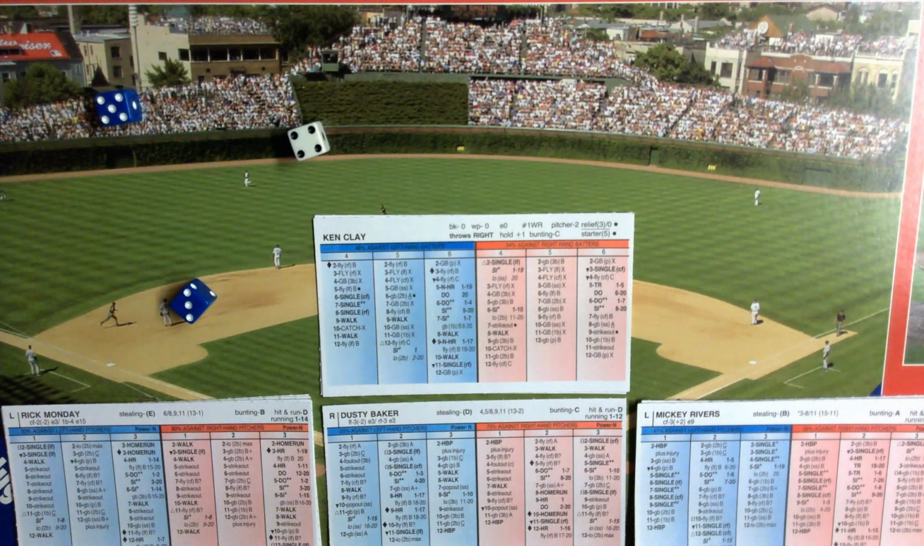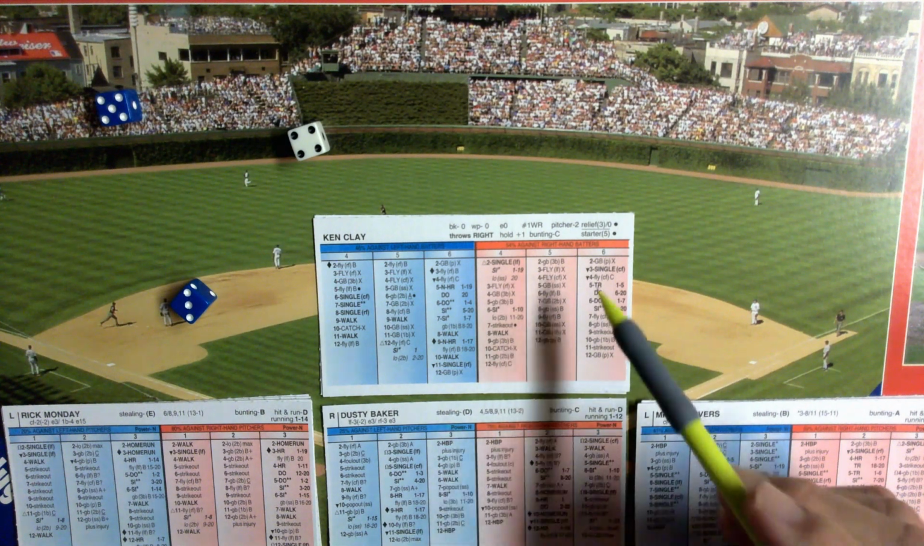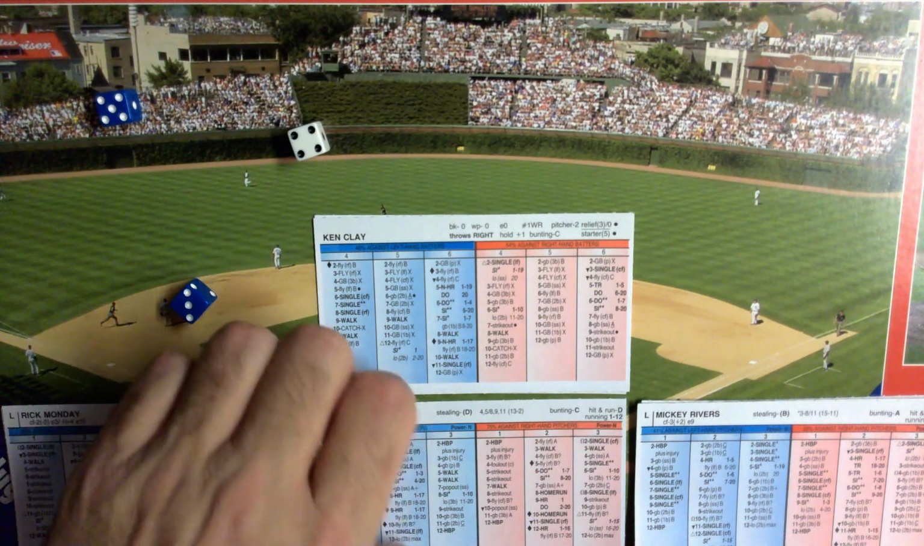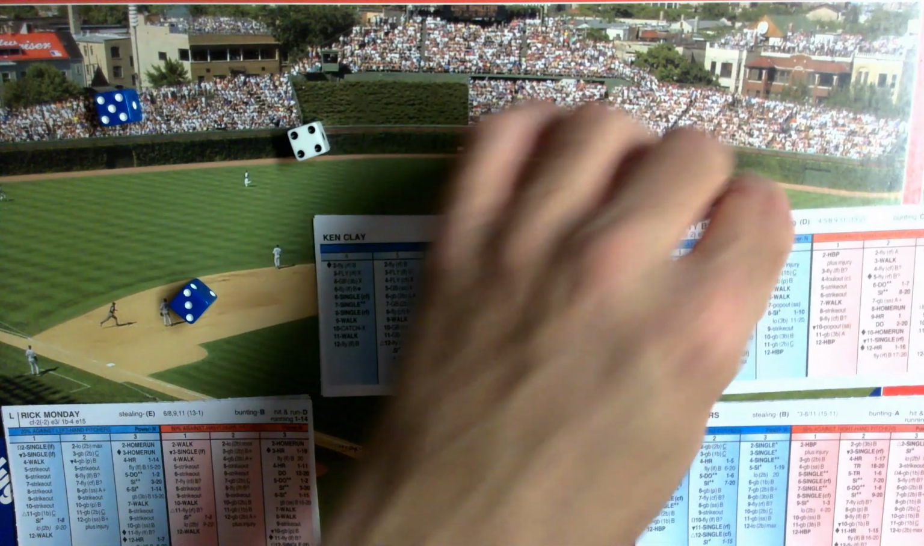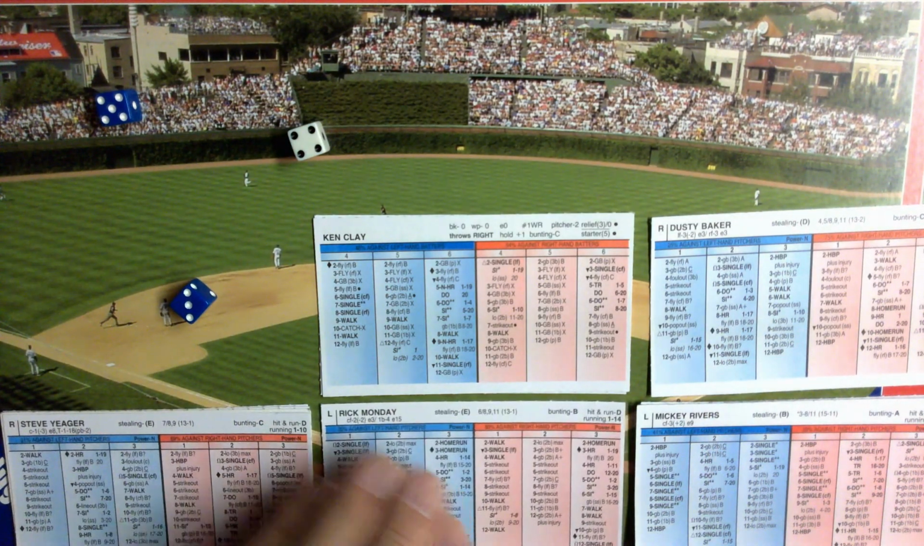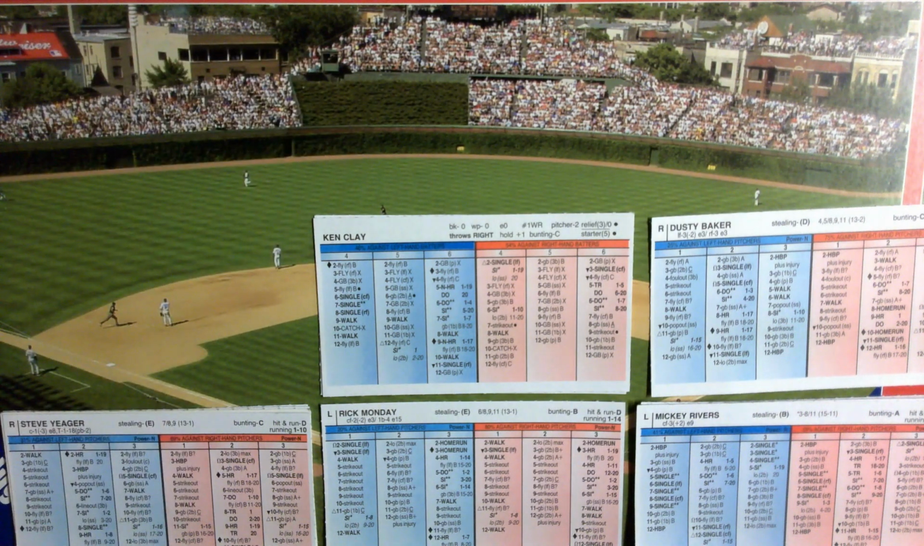So that's a 4 and an 8. It's a right-handed batter. 4 and an 8 is a walk. So just as I give the comment of what a great job that Clay is doing, he gives up a leadoff walk to Baker. Rich Monday's up next. Infield is playing back, looking for the double play.